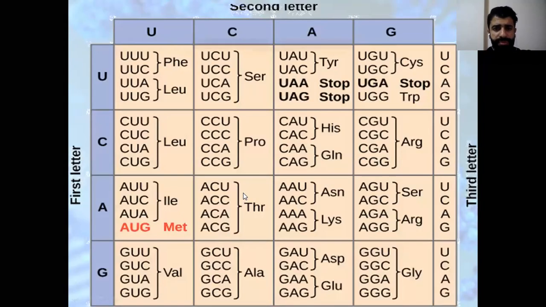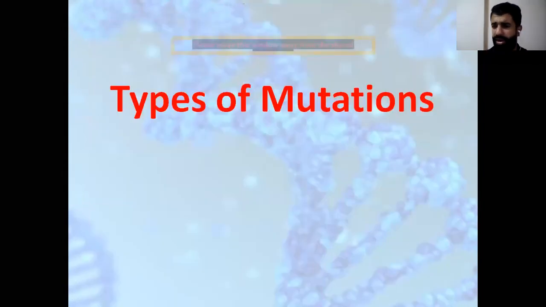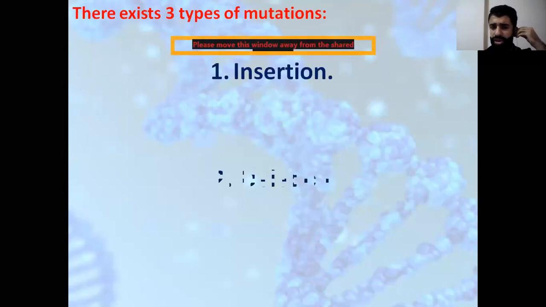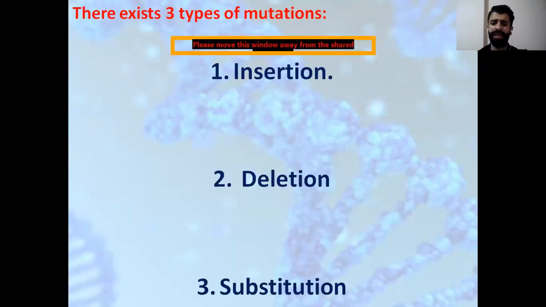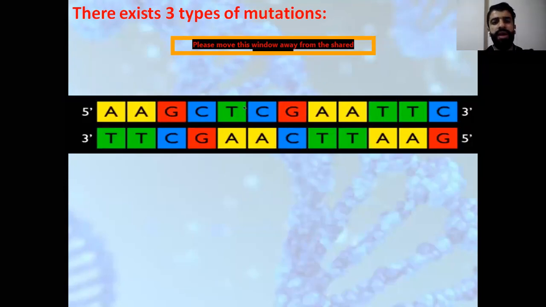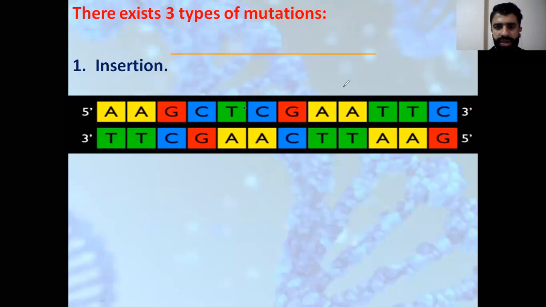Types of mutations. Here in this session, I'm going to introduce them quickly. We have 3 types: insertion, deletion, and substitution. What is the meaning of insertion, what is the meaning of deletion, and what is the meaning of substitution? First is called insertion. Insertion, what is the meaning of this?